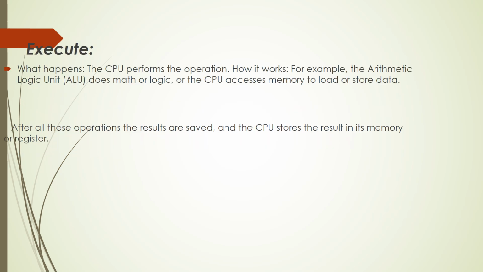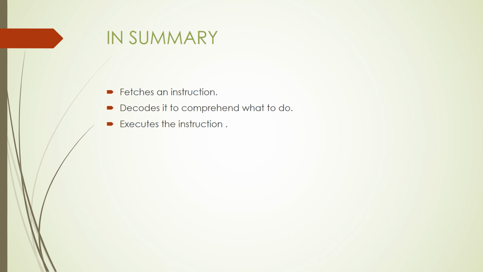To execute the operation, what happens? The CPU performs the operation. For example, the arithmetic logic unit, the ALU, does math or logic, or the CPU accesses memory to load or store data. After all these operations, the results are saved and the CPU stores the results in its memory or register.